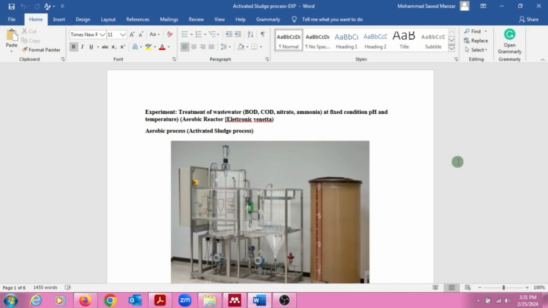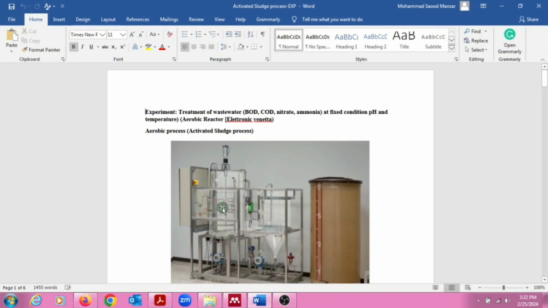Now, what are we going to learn today? The first objective of the experiment is how we characterize the wastewater coming from the main source that will enter the aeration tank. This is the big tank, which has a stirrer, dissolved oxygen probes, temperature probes and pH probes inserted above the water level, not beneath it.